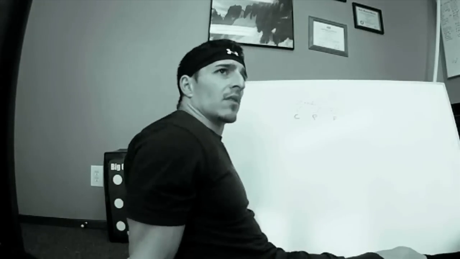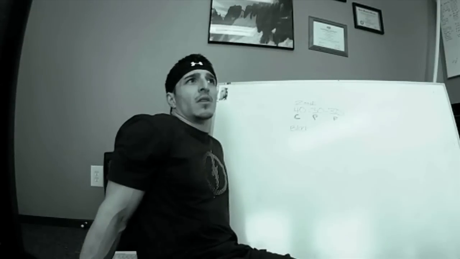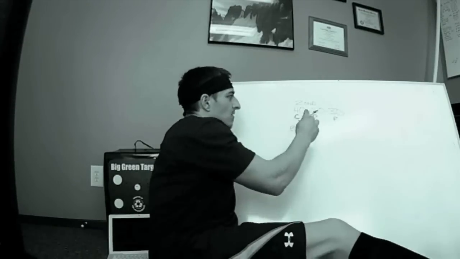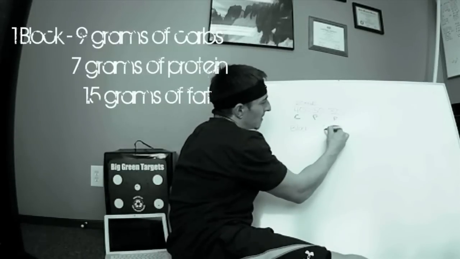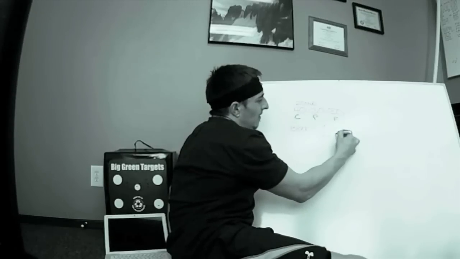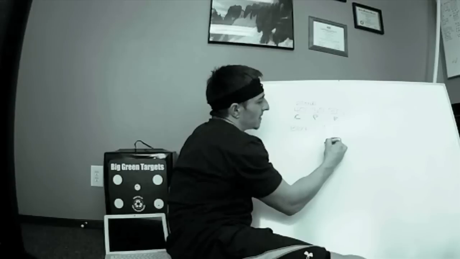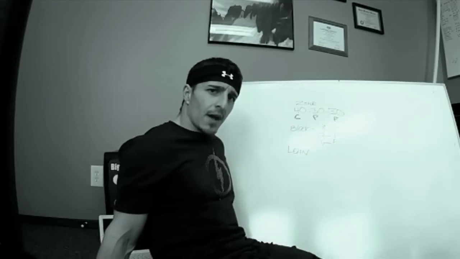In order to do that, they've made blocks. Blocks are just a way to systematically make your arithmetic a little easier to make sure that you're at a 40, 30, 30 split. So one block yields 9 grams carbs, 7 grams protein, 1.5 grams fat. So you need to go figure out your body fat percentage.